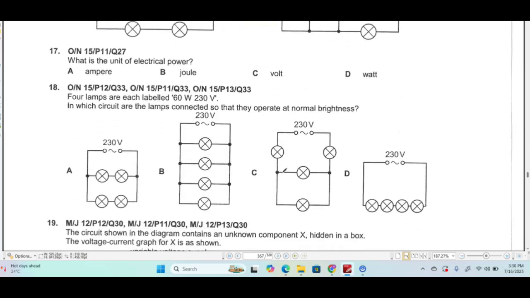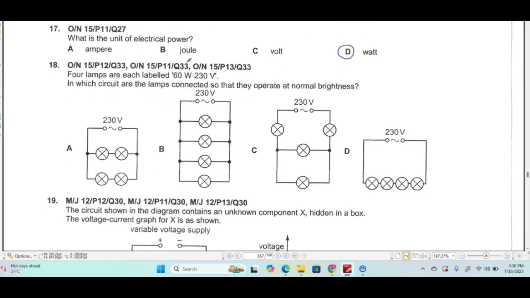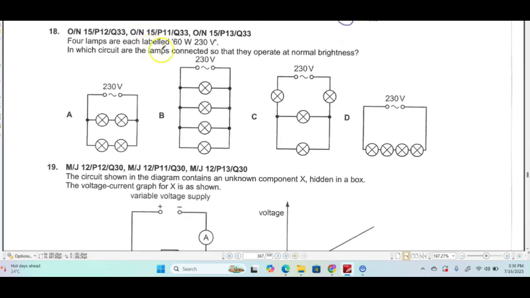What is the unit of electrical power? Power का unit always is watt. ठीक है, electrical power जो है वो भी watts में ही होती है. Question number 18. Four lamps are labeled 60 watts, 230 volts. In which circuit are the lamps connected so that they operate at normal brightness?